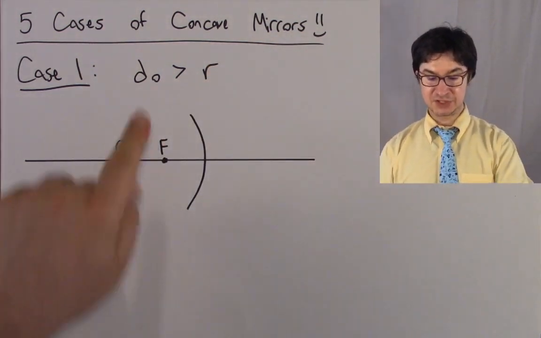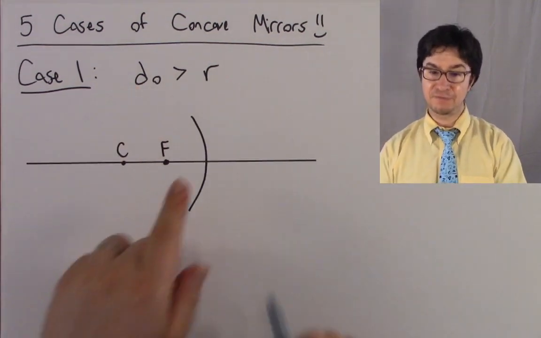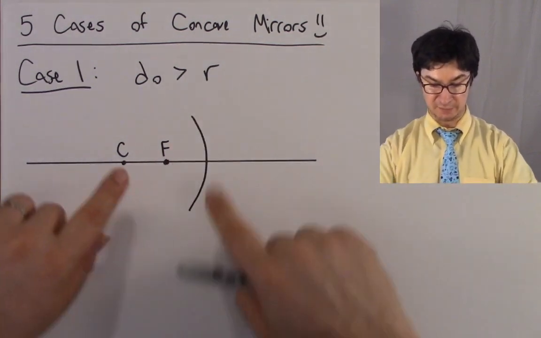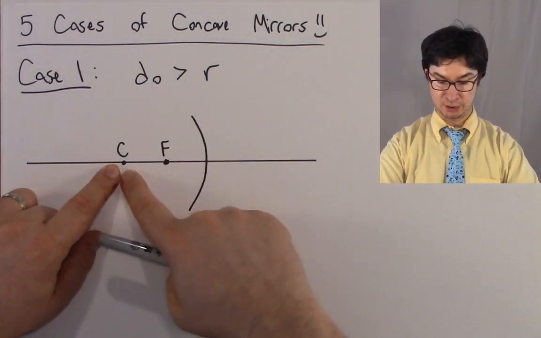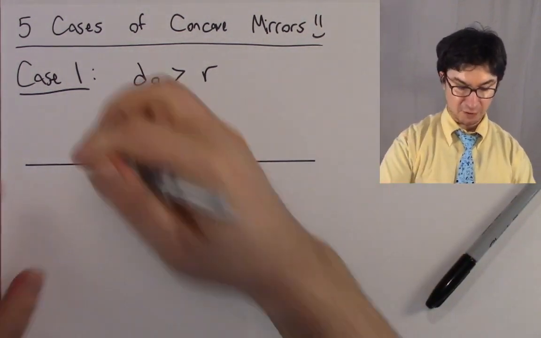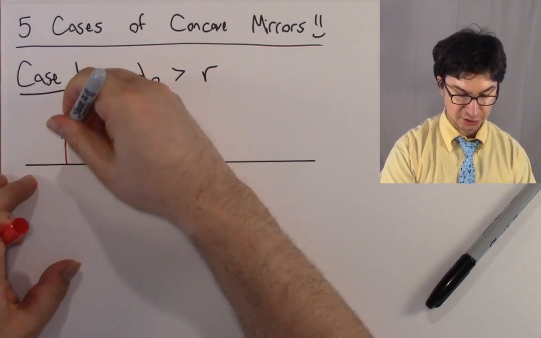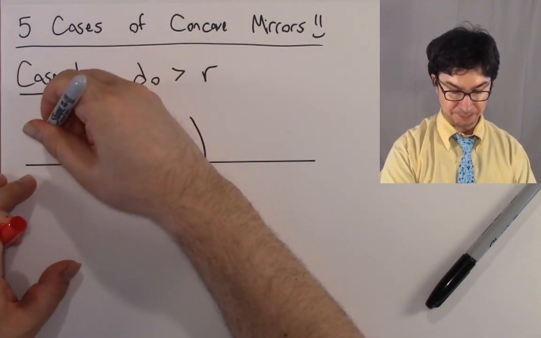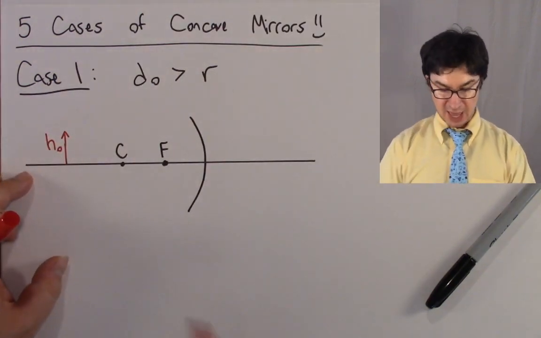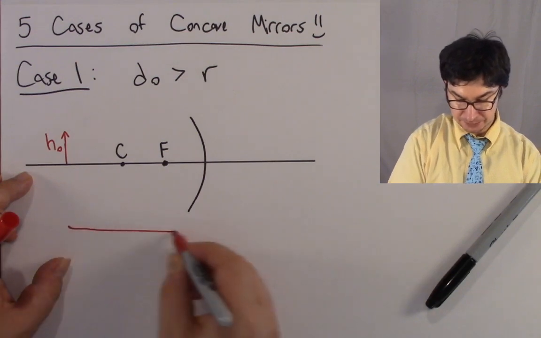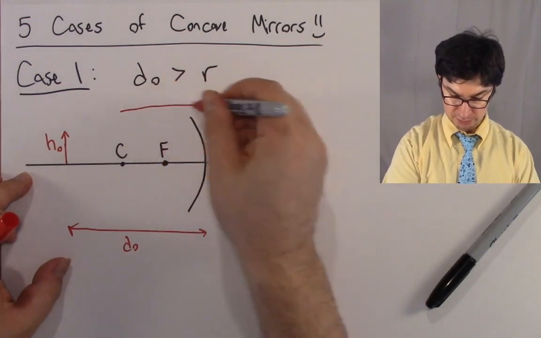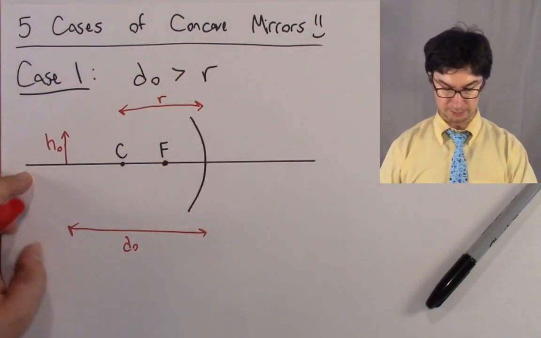Okay? Now, in this case 1, the object will be located further away from the mirror than the radius of curvature. So remember, the radius of curvature is from the center to the mirror itself. Okay? So let's draw this object far away, out here somewhere. This is going to be called the height of the object, HO. And it's located at a distance, DO. And notice that DO is greater than the radius of curvature, R.